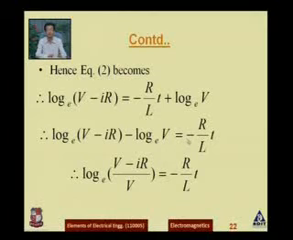And here in the right hand side, what is the value? It is minus R by L into T. So as we know the basic rule of logarithm, if the log here is in minus, then what can we write? We can write log E as a common, and here we can write (V minus IR) over V in the denominator. And in the right hand side the value is put as it is, that is minus R by L into T.